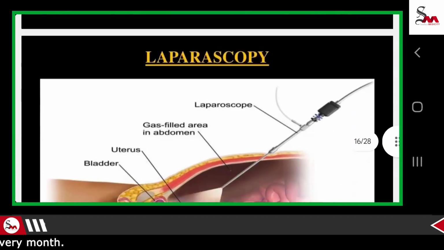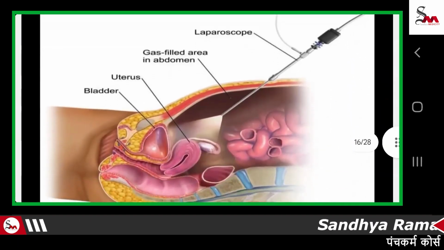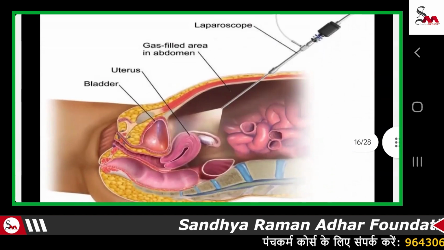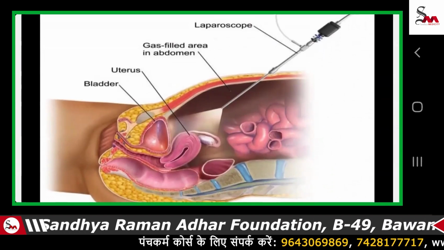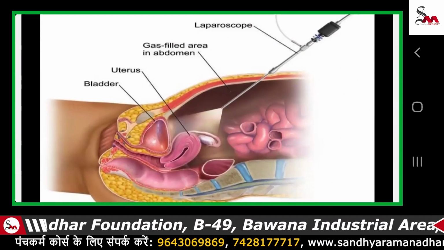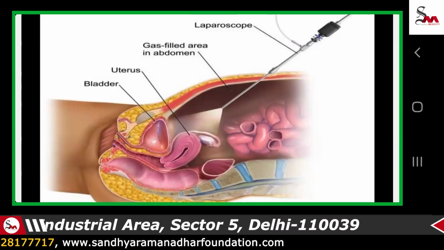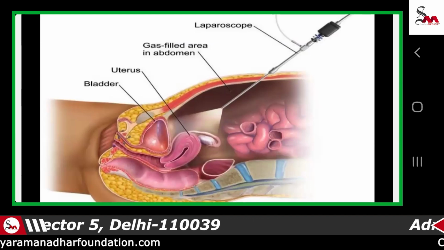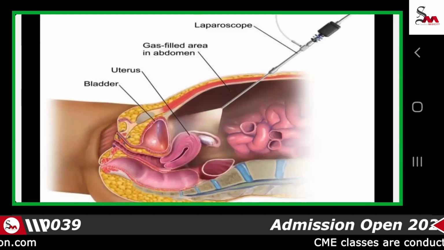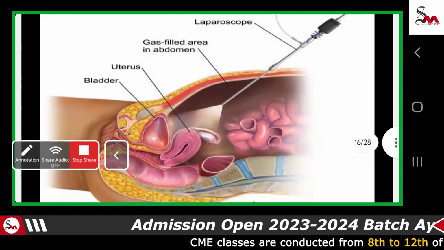In laparoscopy, a laparoscope is inserted per abdomen, and the gas-filled area of the abdomen, uterus, and bladder are seen. That loop in the fallopian tube is the ectopic pregnancy.